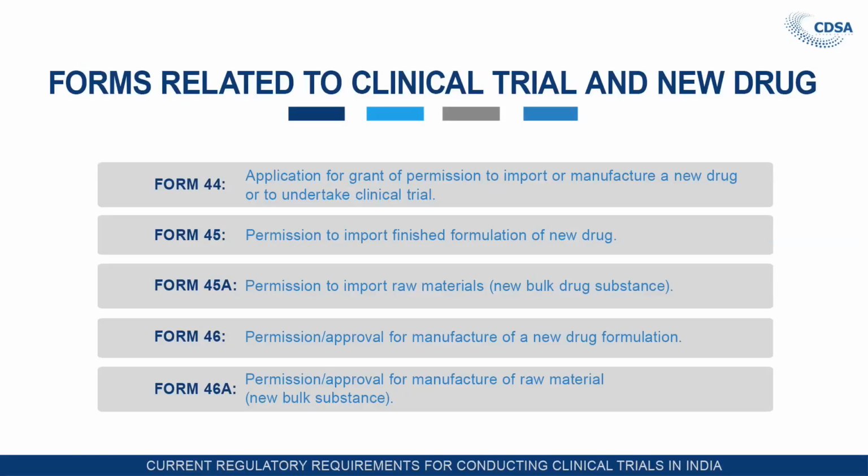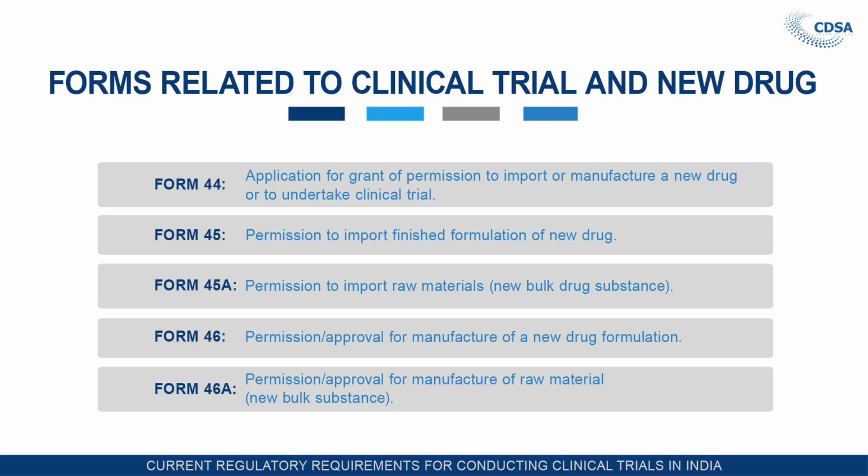The next form, that is Form 46, is permission approval for manufacture of a new drug formulation. So again in these forms the details of the company, details of the drug with respect to name, dosage form, composition have to be given. Conditions of permission are given that the applicant will follow the specification, labeling rules, and the warning, if any, stipulated in the condition of the permission, that he will follow, that is given in this form.